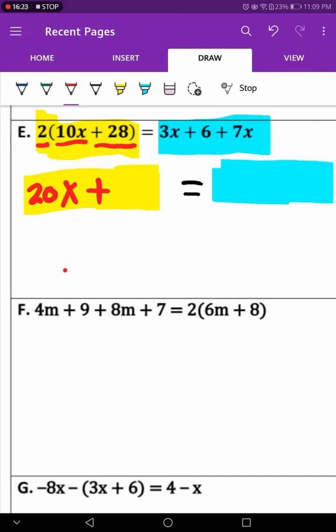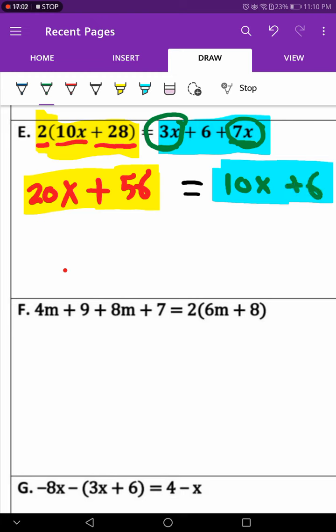Let me help you. Wait a minute. 2 multiply 28 is 56. Okay, now give me what we have in the right side. 3x. Let me combine them. Yes, you will combine them, so it will be 10x plus 6.